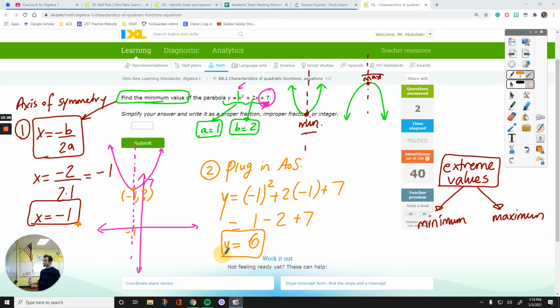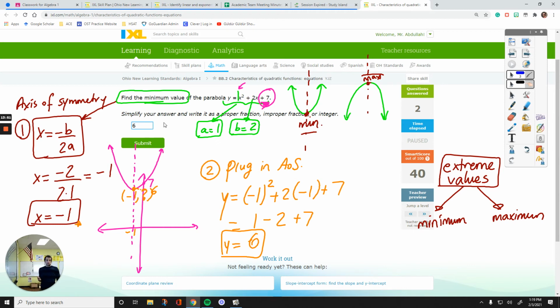So if I plug in negative 1, the answer becomes positive 6. So that point corresponds to positive 6 on the y-axis. So the answer to this, the minimum value, is going to be positive 6. So get back over here, put 6.